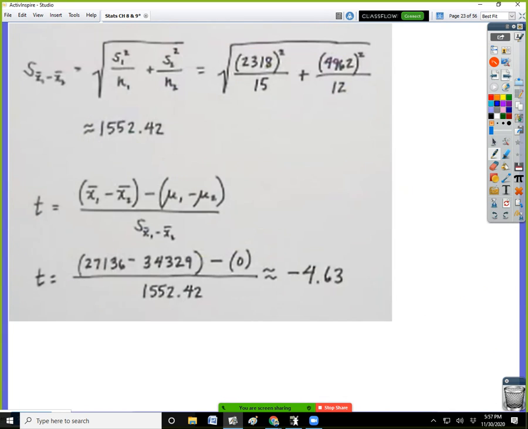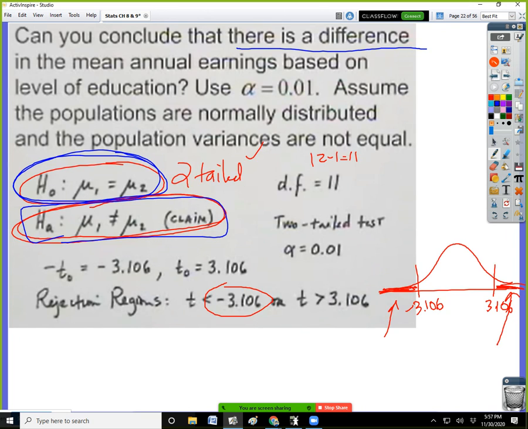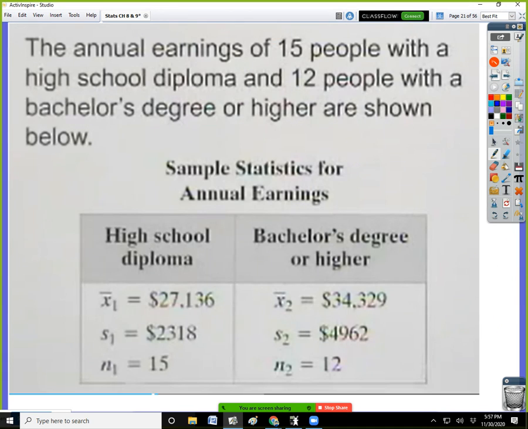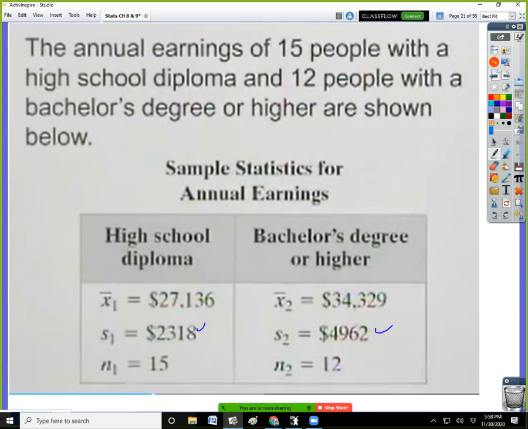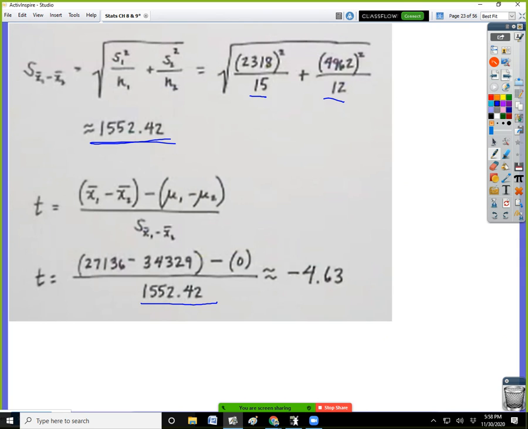Since our variances are different, we get to use the easy formula. So we take our 2318 and our 4962, back here a page. 2318, 4962 over the two different sample sizes, and we get about 1552. That's going to go down here. And again, we go back 2 pages, and we get our 27.1 and our 34.3. We put those in here.